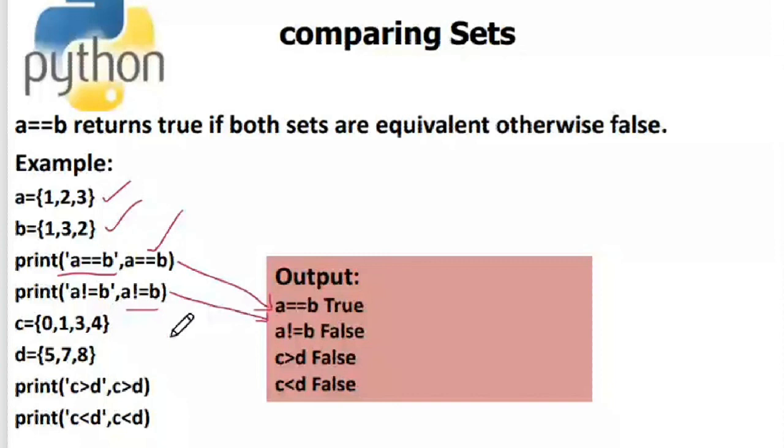So I want to check whether C is greater than D, which means whether C is a proper superset of D. In terms of number of elements it is greater, but it is not a proper superset, so I'm getting false over here. Then we check whether C is a proper subset of D. No, it is not, so that's why it's false. You can explore the other operations as well.